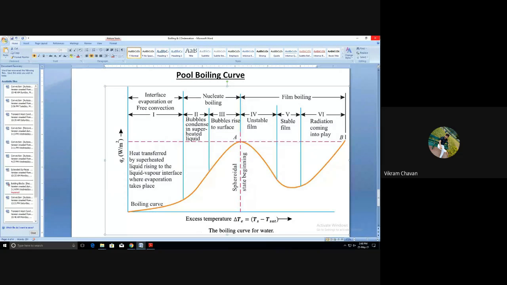Provide all the regimes, all the information in the diagram. Okay, all the nomenclatures. Draw it properly.